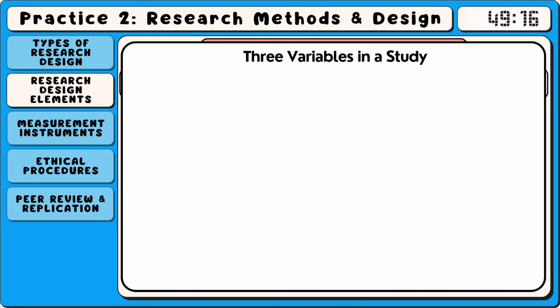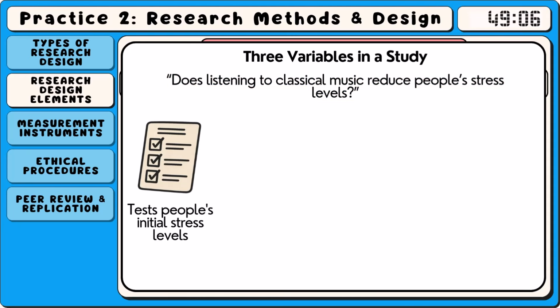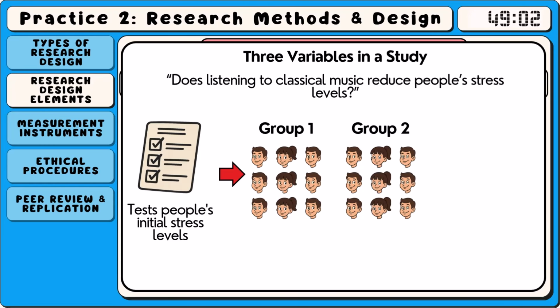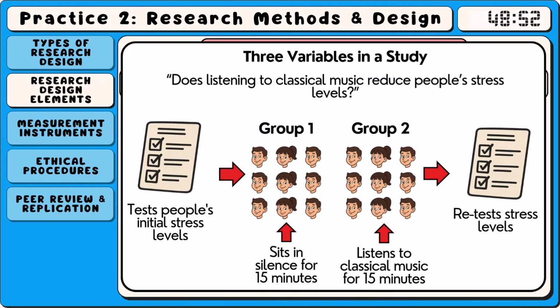Okay, so let's look at an example study that contains all three of these types of variables. Suppose a researcher tests whether listening to classical music reduces people's stress levels. The researcher tests people's initial stress levels. Then, they split people into two groups and tell them to sit in the waiting room for a while. One group sits in silence for 15 minutes. The other has classical music playing while they wait. After the 15 minutes is up, stress levels are retested to see which group is more relaxed.